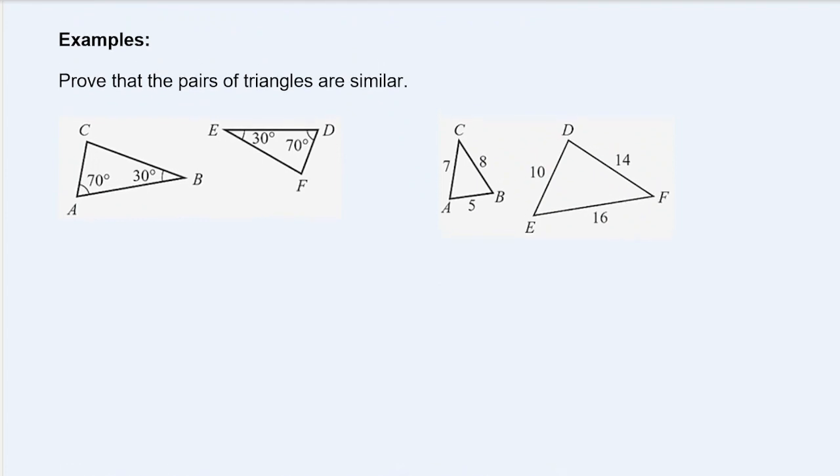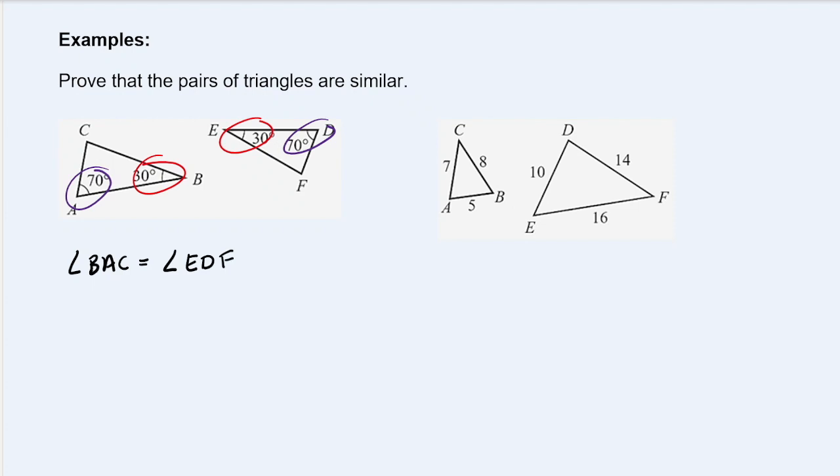Alright, so prove that the pairs of triangles are similar. So here we go. We have angle A over here is 70 degrees. Angle D over here is 70 degrees. Angle B is 30. Angle E is also 30. Now what we know from our tests, if two angles are equal, or two matching pairs of angles are equal, we are good. So angle BAC is equal to angle EDF.